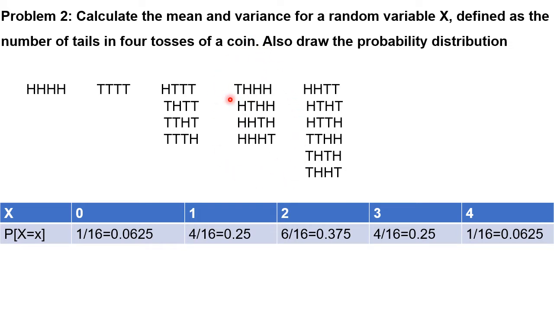Then we have one tail being tossed up. One tail is shown among the 4 tosses. So we have 4 events, 4 by 16, that is 0.25. Then we have 2 tails shown. So we have totally 6 events. So 6 divided by 16, that is 0.375. Then we have 3 tails up. We have 4 events. So 4 by 16, that is 0.25. Then all tails being shown up. That is 1 event. So 1 by 16, that is 0.0625.